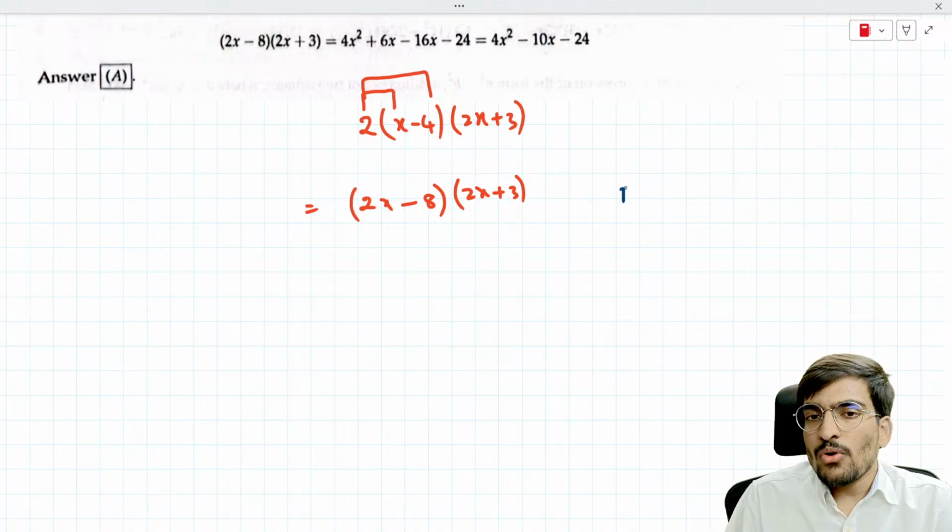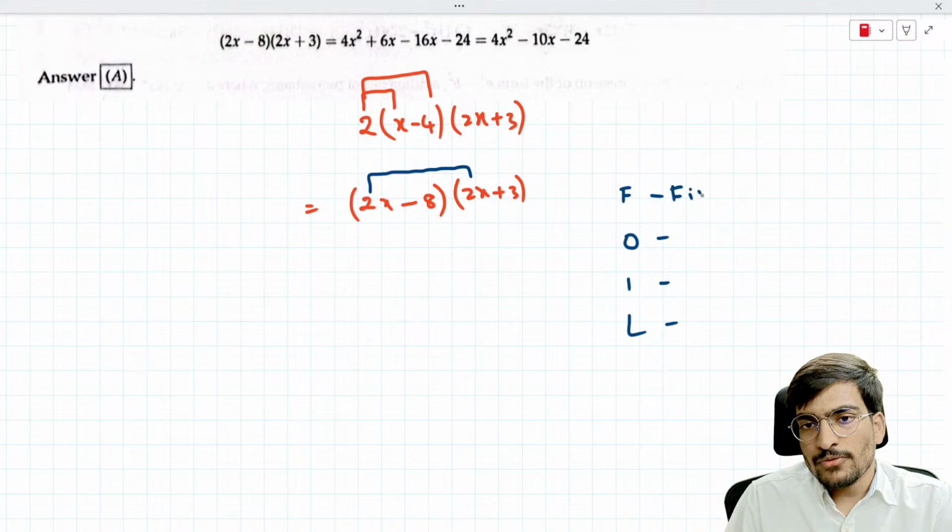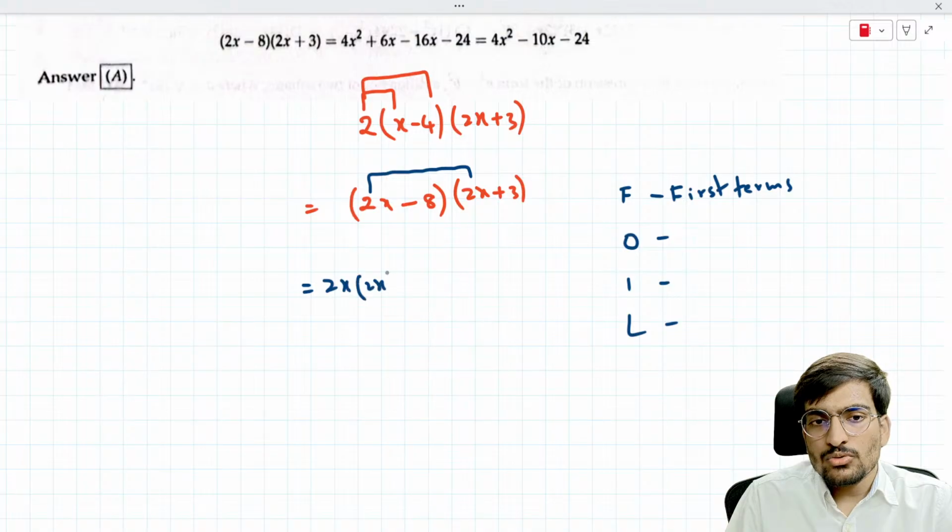We use the FOIL method. So we use this FOIL method. So we multiply first and first terms. The F stands for first terms. So what do we get? 2x into 2x, and then what do we get if we do that? 2x into 2x, 4x square. 4x square.